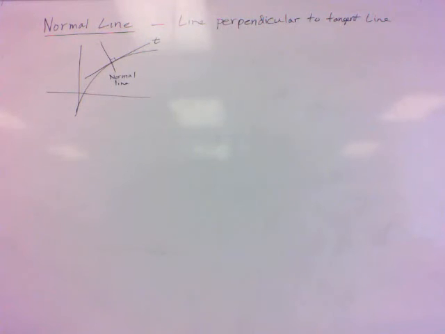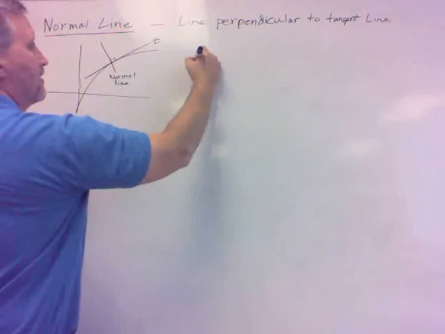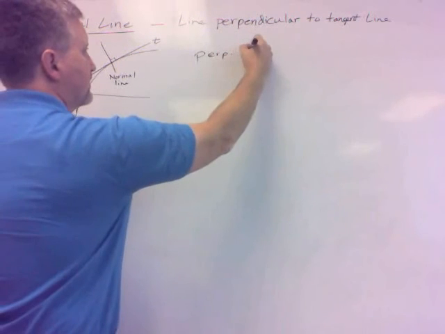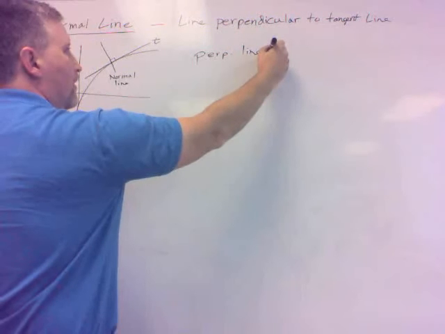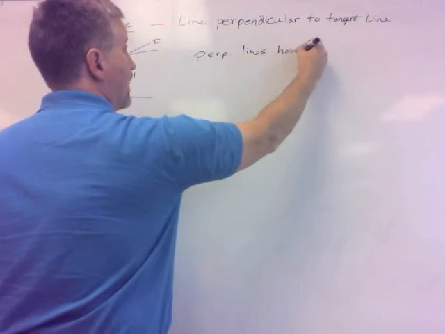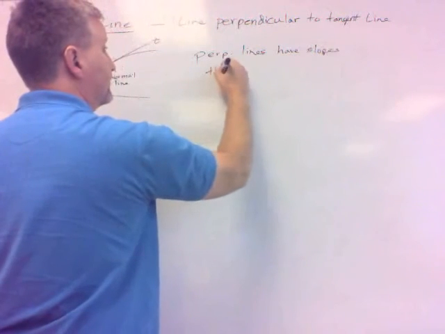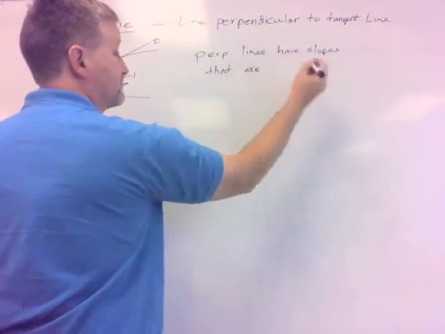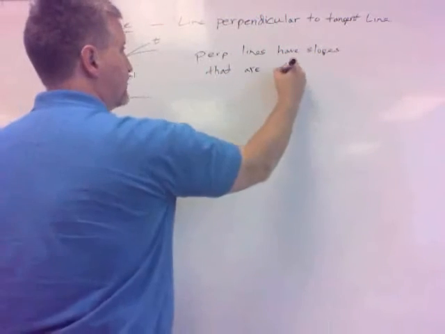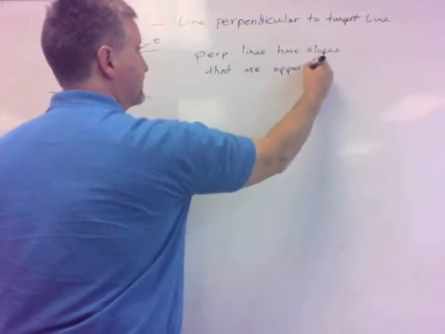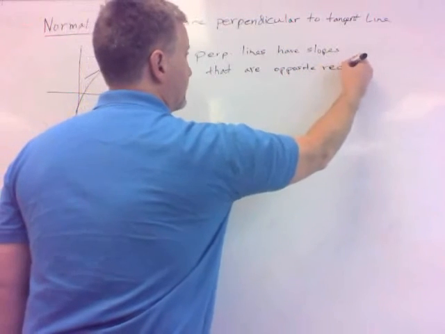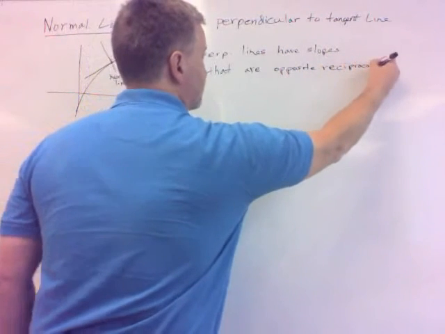All right, well, what do you know about perpendicular lines? How are they related as far as their slopes go? Well, perpendicular lines have slopes that are what? Opposite. One's positive, one's negative. That's right. There's also another catch. Reciprocals, yes. Opposite reciprocals.